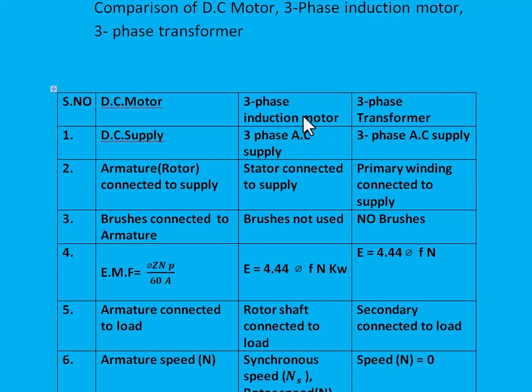Whereas in case of three-phase induction motor, core losses are present, that is eddy current loss also there, core loss is also there, especially in the stator of the three-phase induction motor. Whereas in case of rotor of the three-phase induction motor, core loss is almost zero, but copper loss is present. Whereas in three-phase transformer, core loss is present, that is eddy current loss and hysteresis loss. In addition to this, copper loss is also present in the transformer.